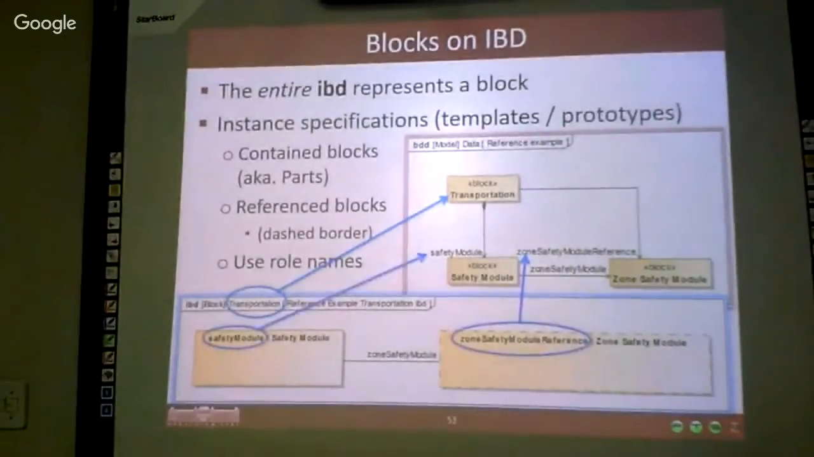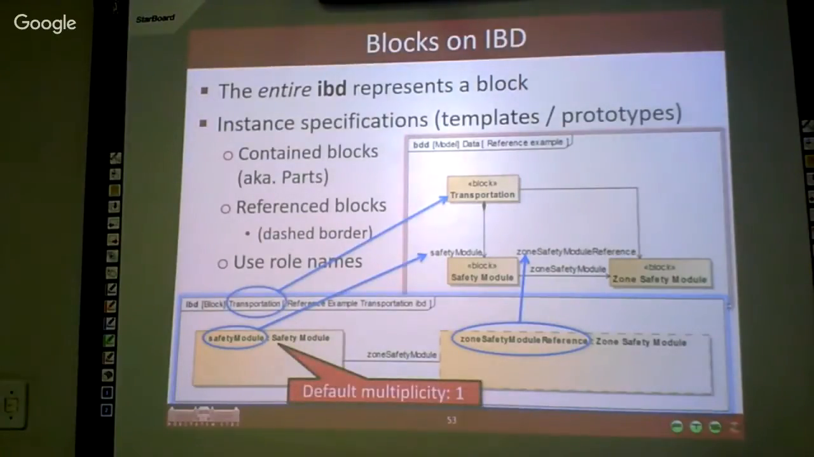And with the help of the IBD, we will provide a template for the implementation of this BDD. So you just have this IBD, and it contains the safety module, and it references, it has an association to the zone safety module. And you use here actually the elements defined here. And the default multiplicity is 1.